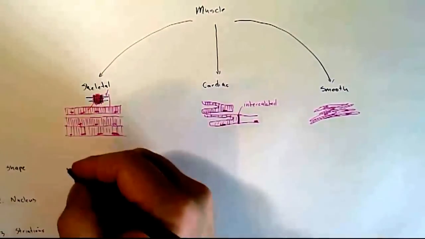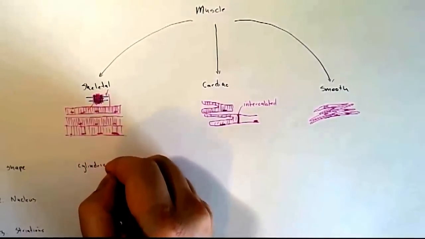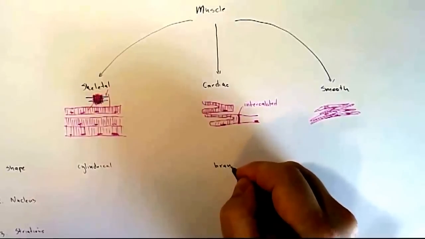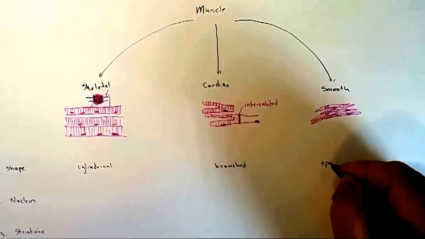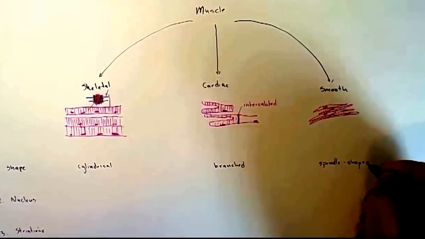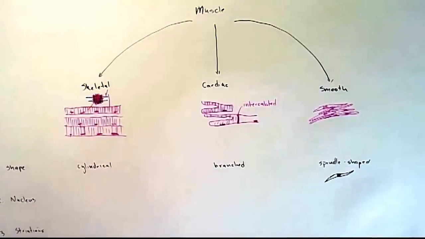So in skeletal, they're described as cylindrical. In cardiac, they're kind of branched. And smooth, they're called spindle-shaped. And that just simply means they look kind of like that.